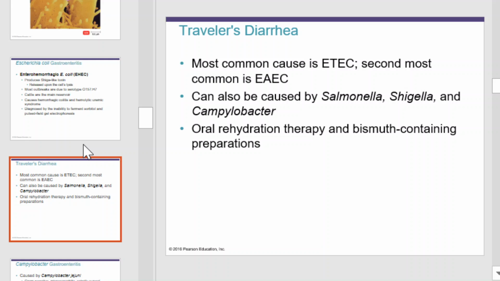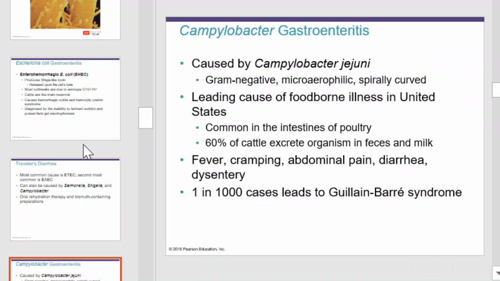Traveler's diarrhea is most commonly caused by ETEC, and the second most common is EAEC. It can also be caused by Salmonella, Shigella, and Campylobacter. Oral hydration therapy and bismuth-containing preparations are the best treatments for traveler's diarrhea.